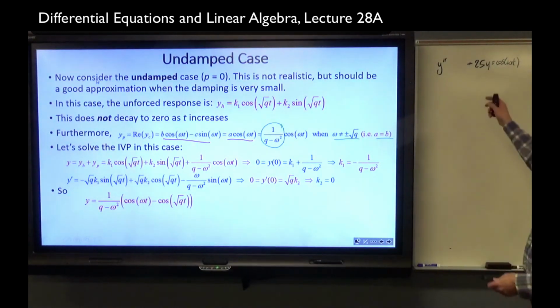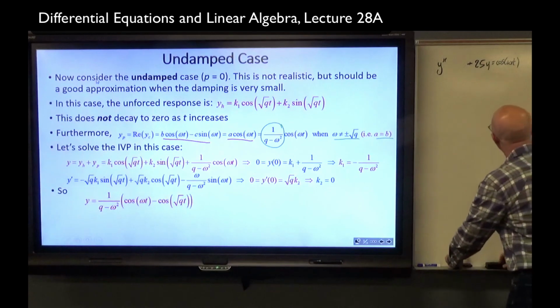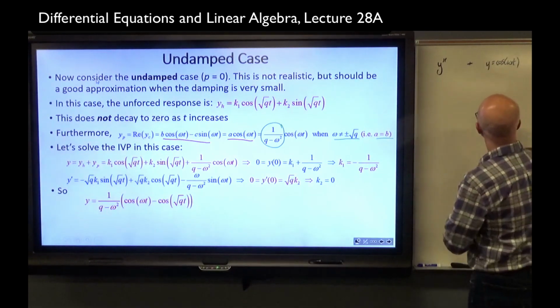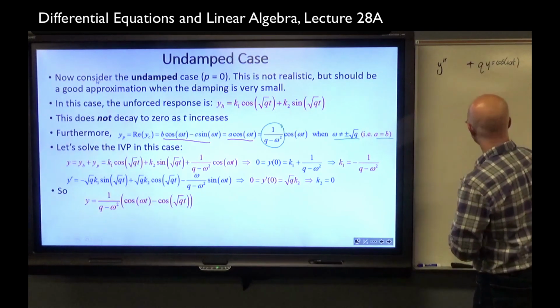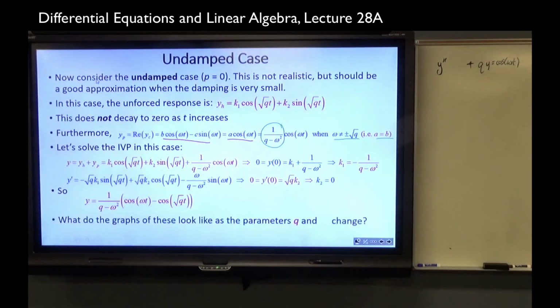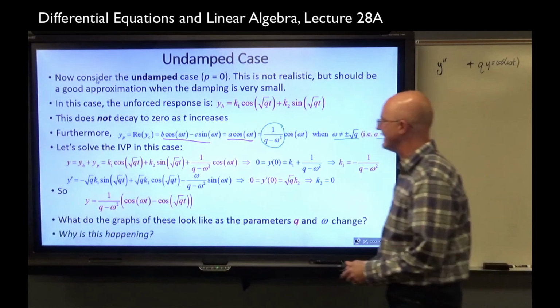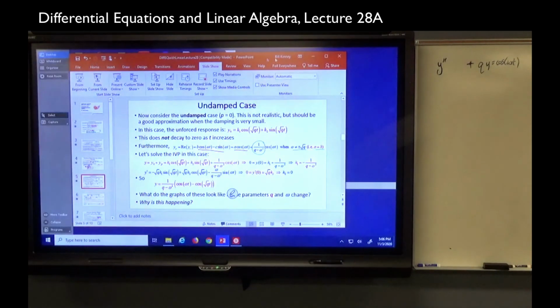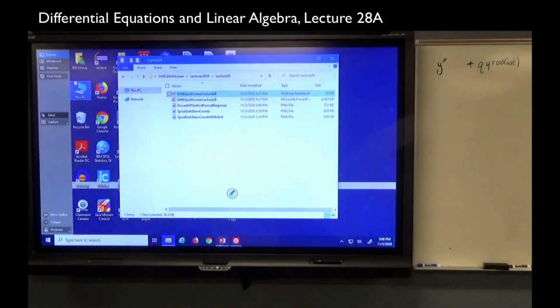Okay, it's a generic IVP. I'm not necessarily thinking q is 25. It's just a general q. But I am also thinking about the IVP where y of 0 and y prime of 0 are both 0. What do the graphs of these look like as q and omega change? Let's use Mathematica to see what's happening to these graphs. This is where it gets extra interesting.